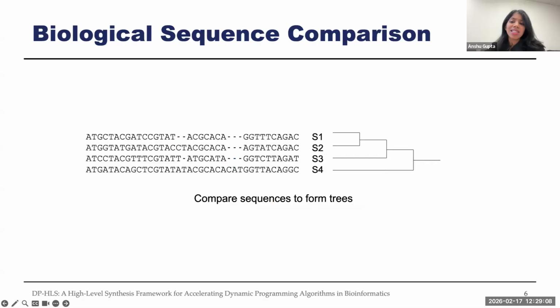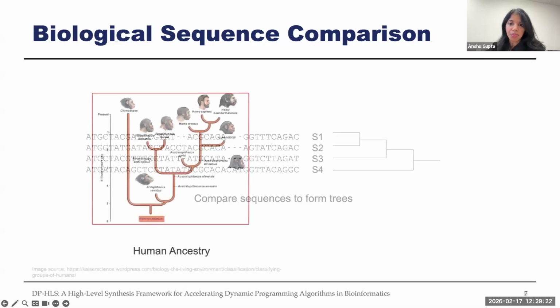Now, we usually compare these sequences to find how well different biological entities are related to each other. It can also look something like this, in the form of trees, as you can see here, where S1 and S2 are more related to each other than to S3 and S4, where the different S's are sequences.